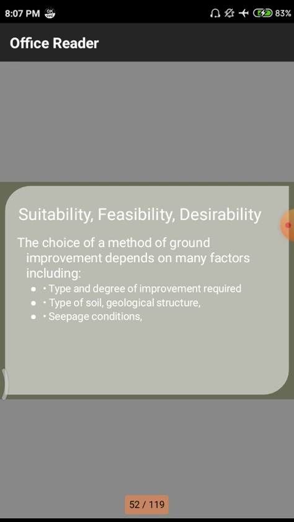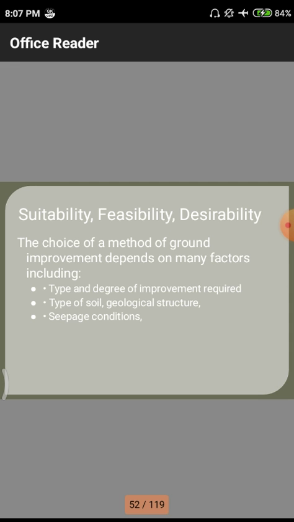If there is a maximum level, we need to go over the maximum. That means we have certain levels of the properties. Likewise we have to improve the properties of the soil by using these suitability, feasibility and desirability techniques. Next one, we are having the type of the soil and geological structure.